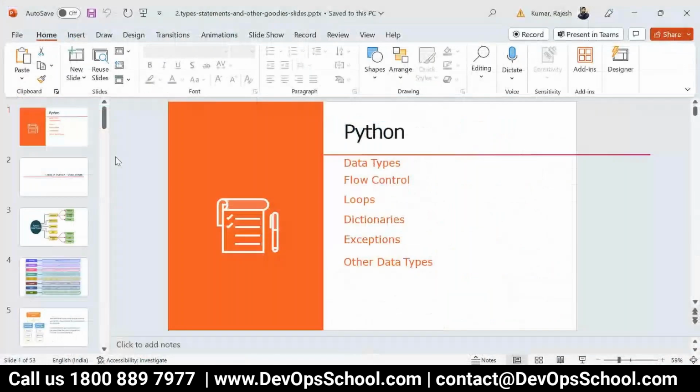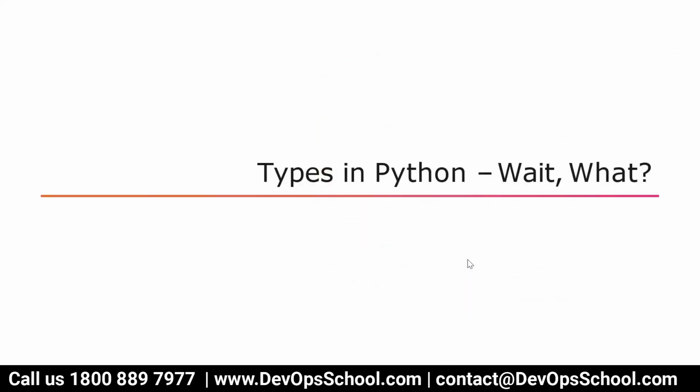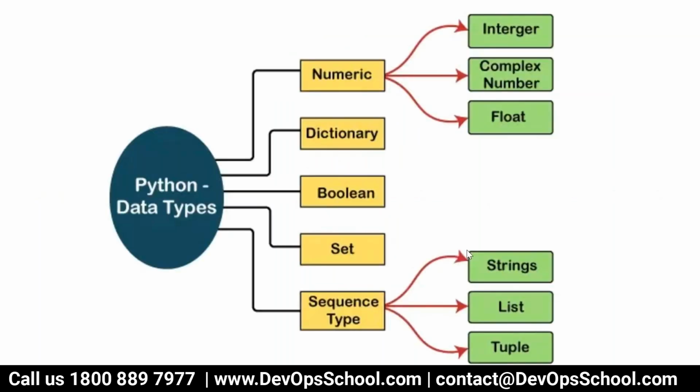So guys, data types. Types in Python. Look at this here: numeric, dictionary, boolean, set, and sequence type. Now if you see numeric, you have integer, complex number, float. If you look at the last one, sequence type, in a sequence type you have a string, list, tuple.